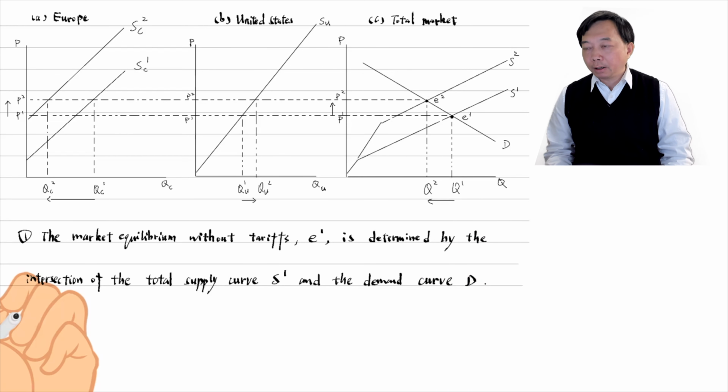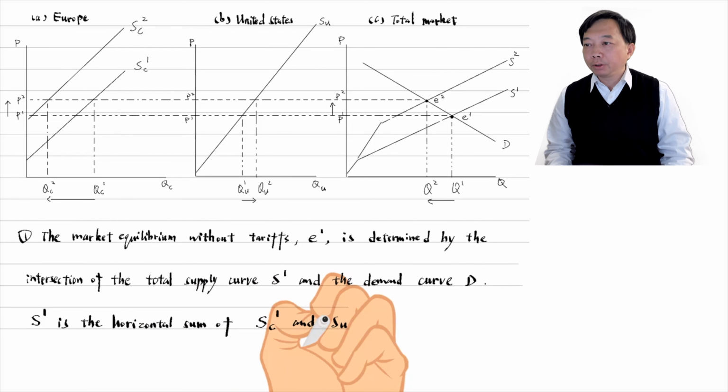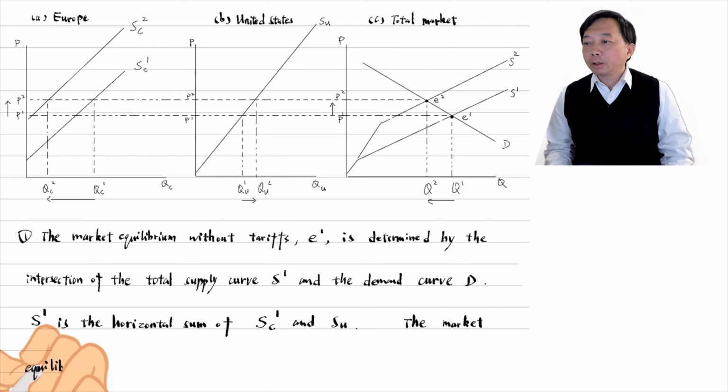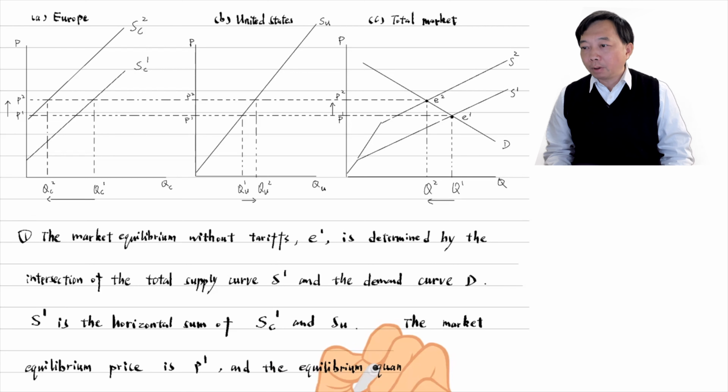The total supply curve S1 is the horizontal sum of the supply curve in Europe, C1, and the supply curve in the United States, U. The market equilibrium price is P1 and the equilibrium quantity is Q1. Q1 is the sum of the quantities in the two markets, QC1 in Europe and QU1 in the United States.